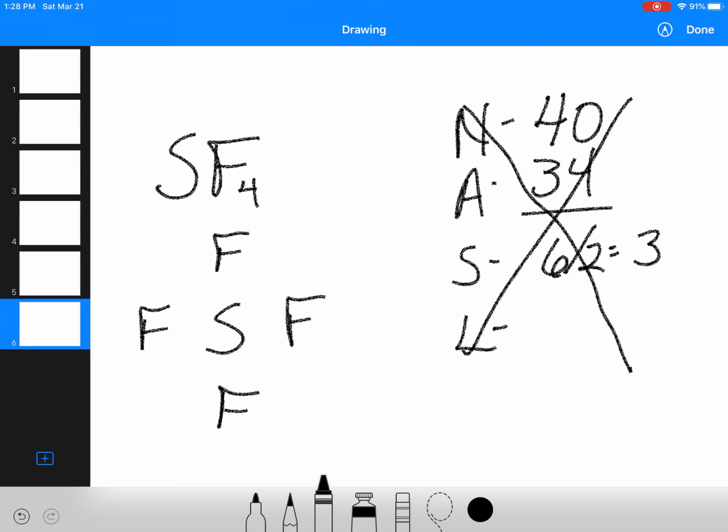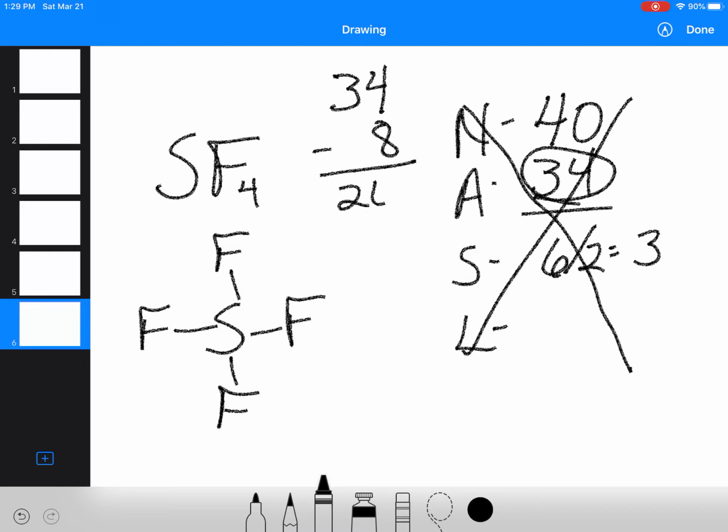You'd still want to work with your available electrons. We already figured that out up here. I have a total of 34 valence electrons to work with. So I'm going to give everybody a single bond. That used 2, 4, 6, 8 of my 34. I'm down to 26. Give the outlying atoms as many lone pairs as they need to get to 8.